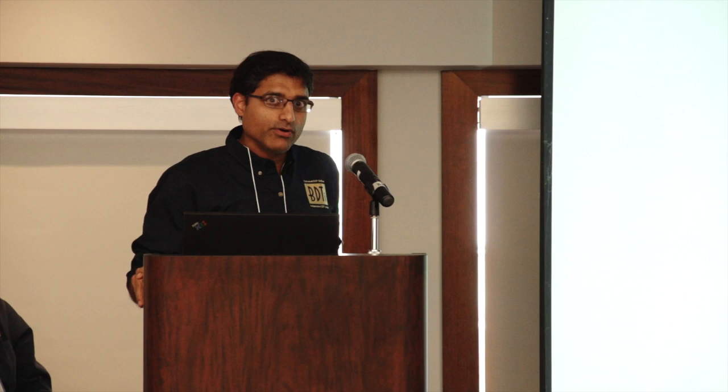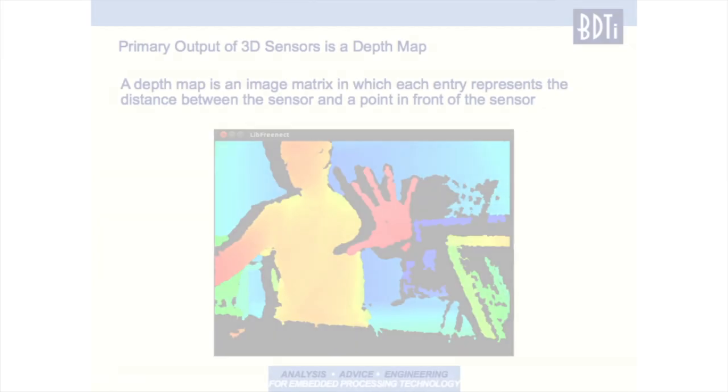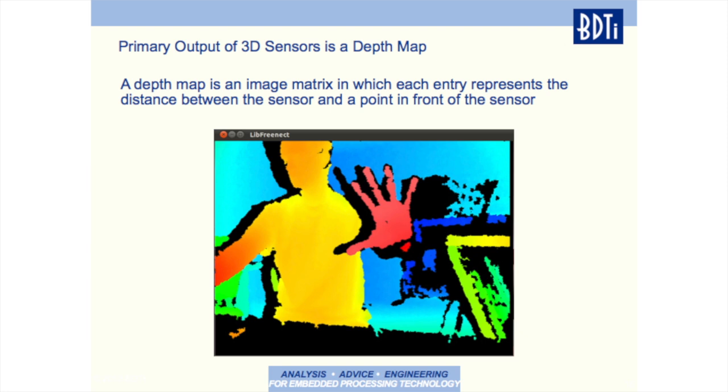So in this section, we're going to cover 3 different types of 3D sensors. But before we do that, I just wanted to describe what the output of a 3D sensor actually is. And primarily, it's a depth map. We have an illustrative example here. This is an actual image generated by the Kinect.